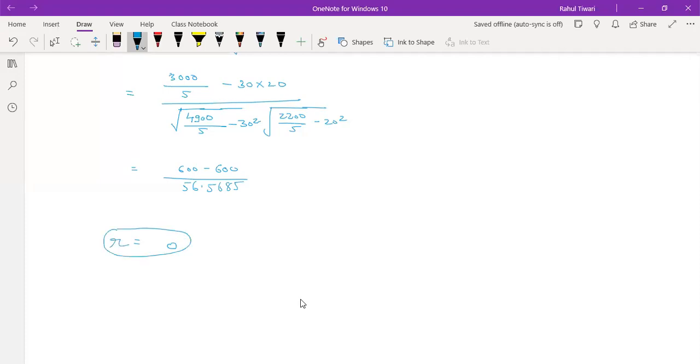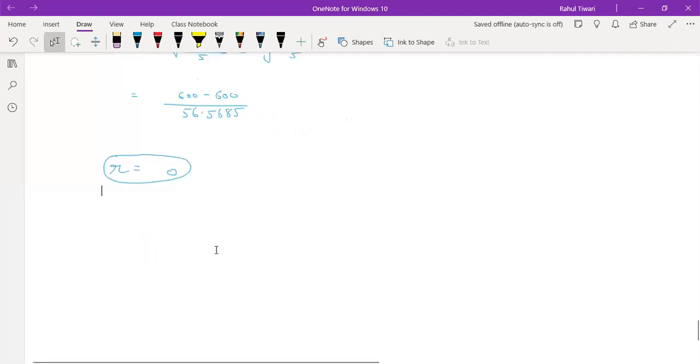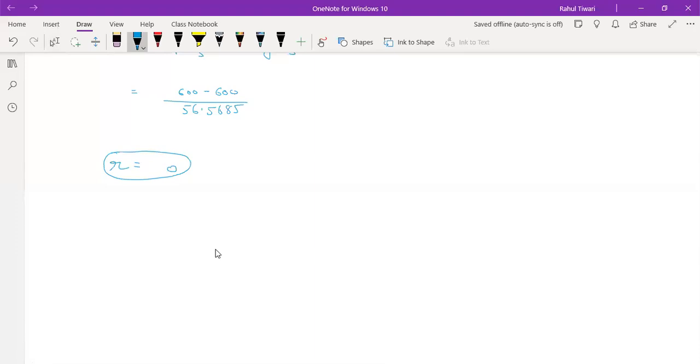So what it shows, there is no relationship between X and Y. Means there is no relation exists between X and Y. So you can take down: therefore, no correlation exists between X and Y.